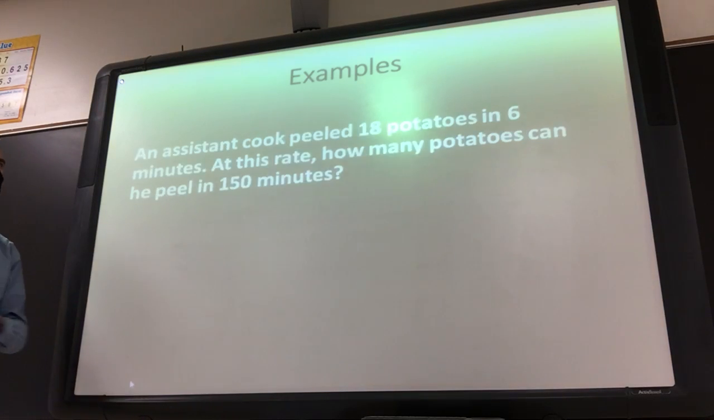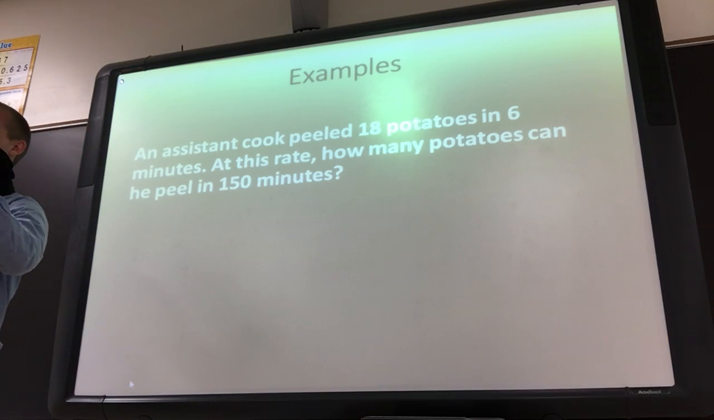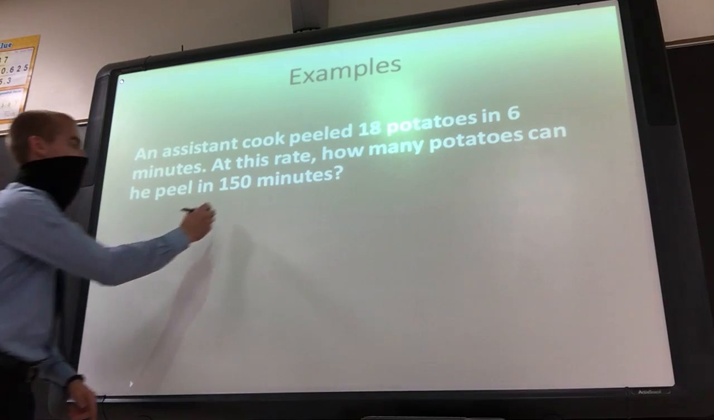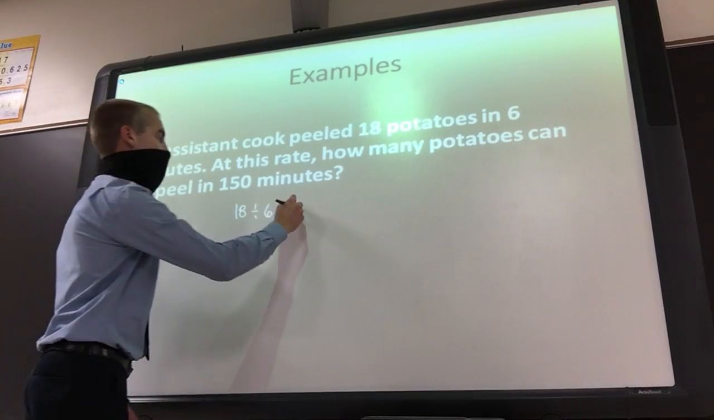And then the last type of question that deals with unit rates is a question that we've already done a few times in class. An assistant cook peeled 18 potatoes in 6 minutes. At this rate, how many can you peel in 150 minutes? Can we go straight from 6 minutes to 150? So what was the first thing that we had to do? Remember what we had to do first? Not multiply, divide. Yeah, 18 divided by 6. 18 divided by 6 would be 3.